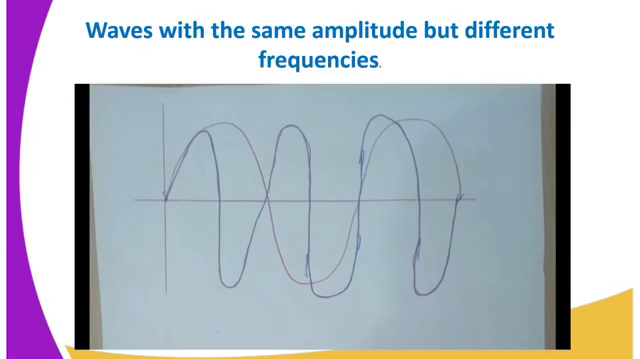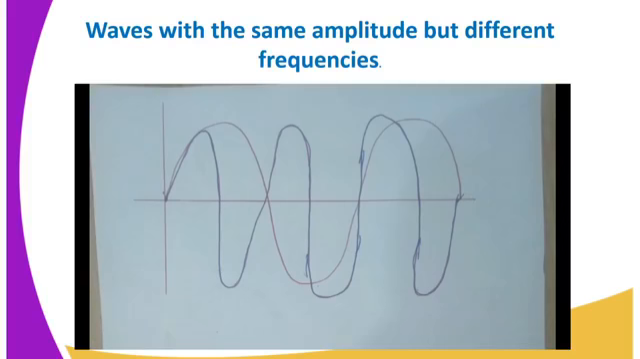Among the characteristics of a wave motion, we say that a wave is made up of the amplitude, and the amplitude is the maximum displacement of a wave on either side. We also say that a wave is made up of frequency, and frequency was defined as the number of oscillations made by a wave in 1 second.